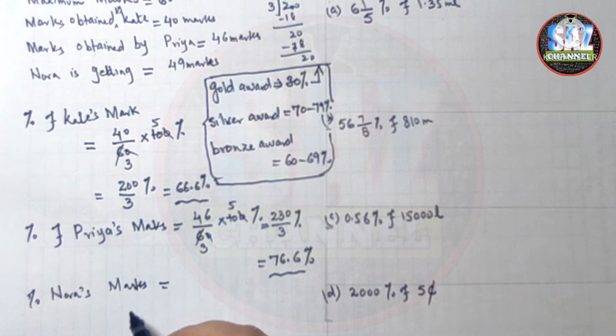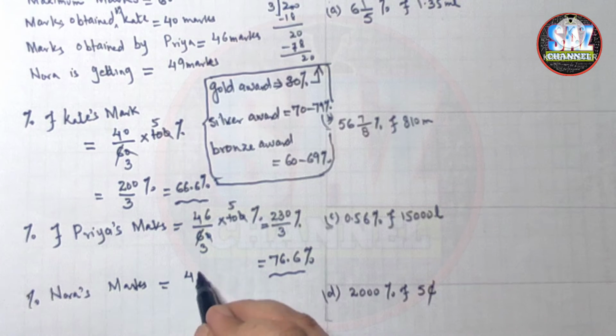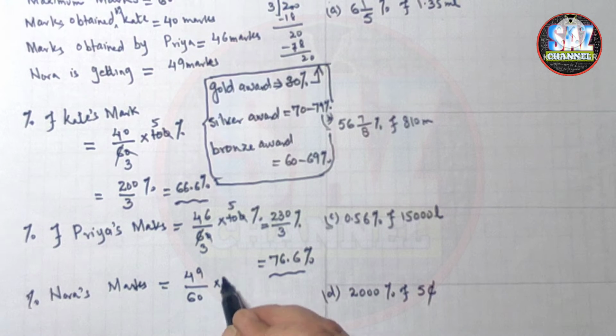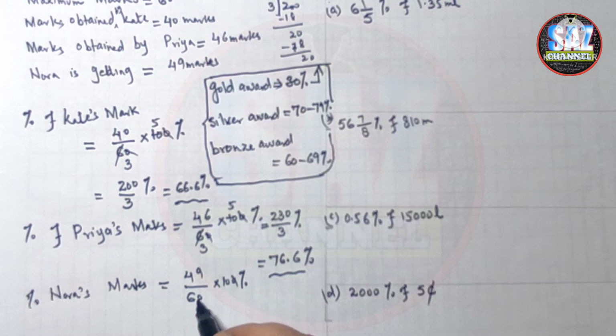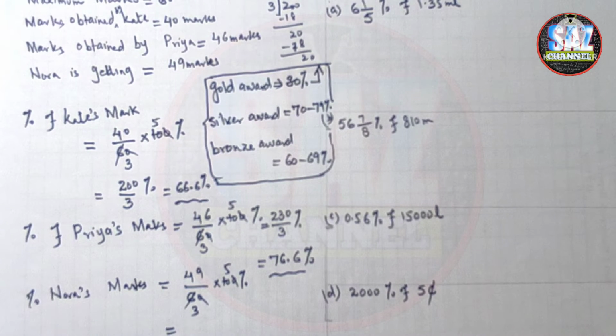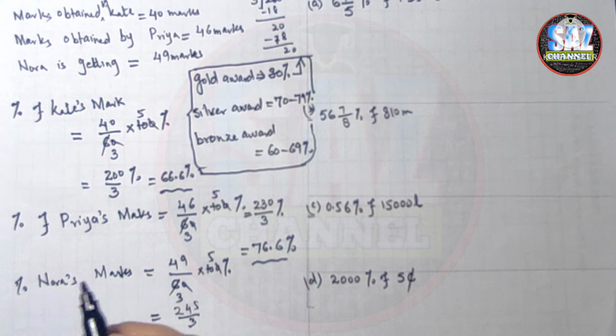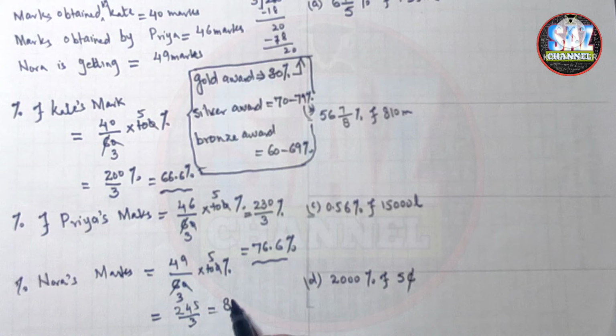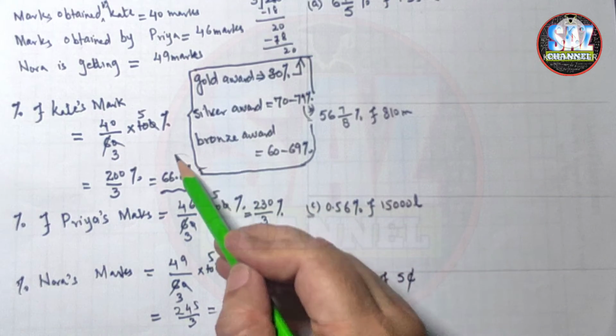And that will be her marks: 49 by 60 times 100%. This goes with this, again 2 3s and 2 5s, and we are left with 49 times 5, and this is 245 by 3. Divide this number by 3, this is 81.6%. Okay, now it's time to compare their percentages with the information given in the question.